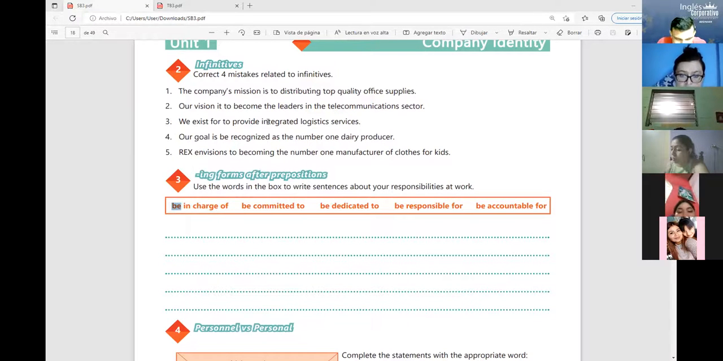Cuando finalicen, me dejan saber para poder revisarlos. Si existe algún error, puedo ayudarles. Be in charge of, be committed to, be dedicated to, be responsible for, be accountable for.